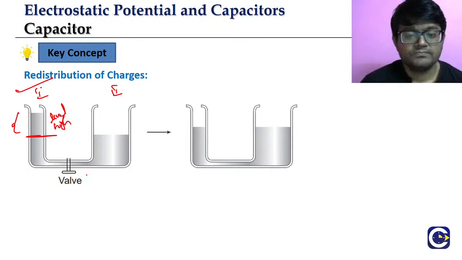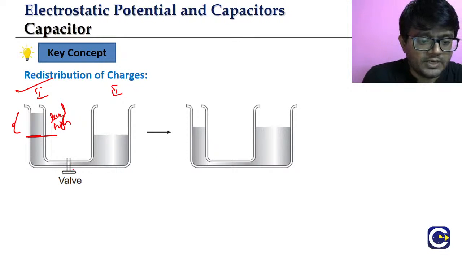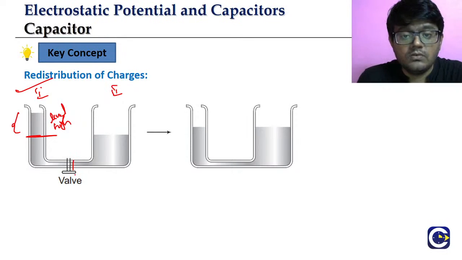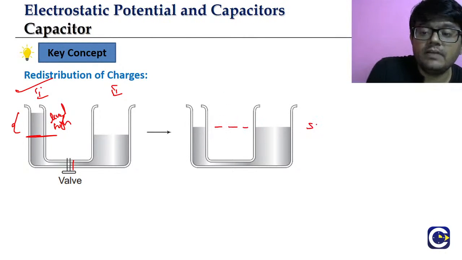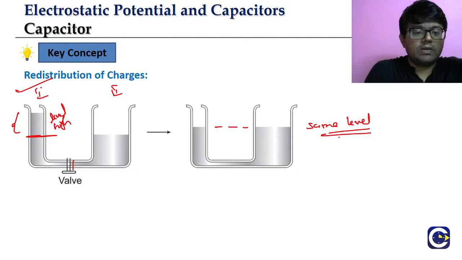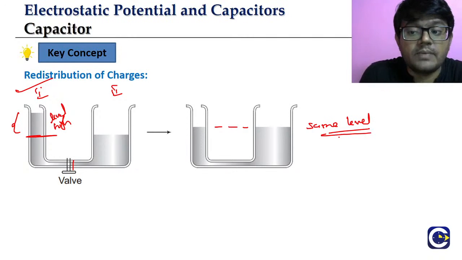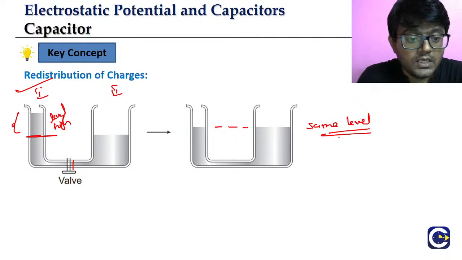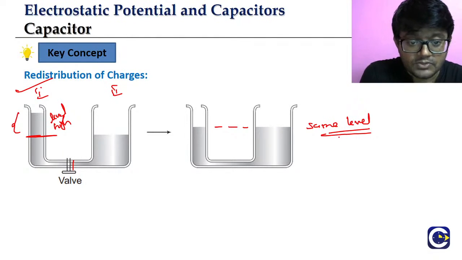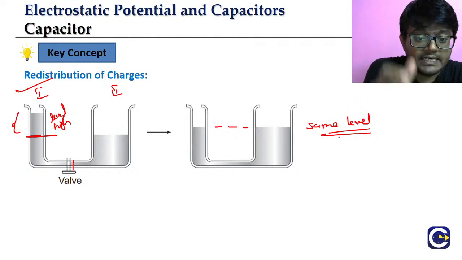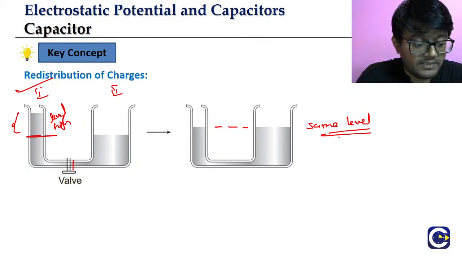Tank 2 has less. Now, if we open this valve, what will happen? As soon as the valve is opened, the water in tank 1 will come to this side, till both of them are at the same level. So here the water is getting transferred till both of them are at the same level. What is the electrical analogy of this?